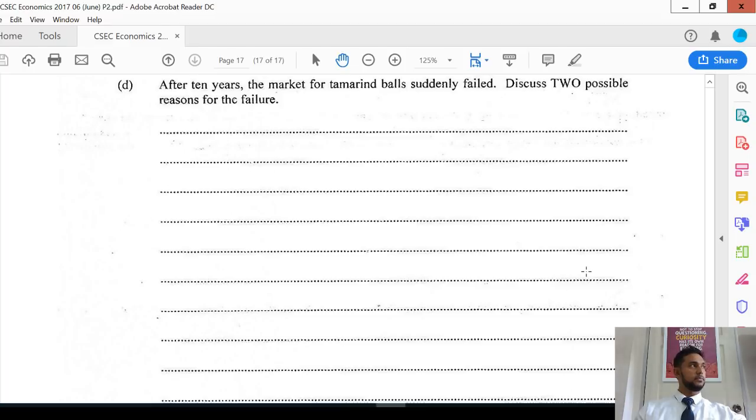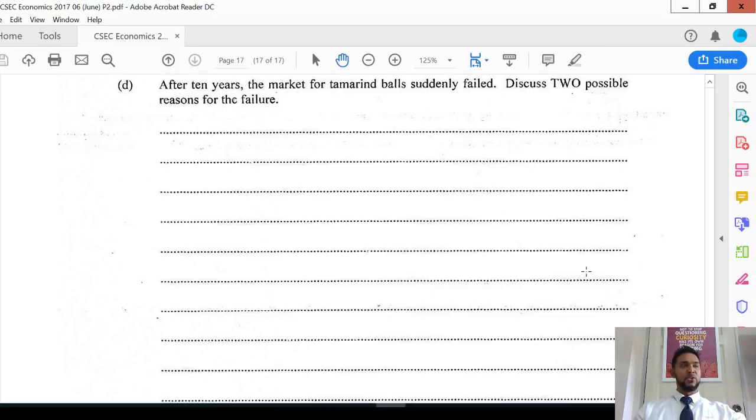I just think people would shy away from tamarind balls as a viable substitute. Okay, so you're saying market failure doesn't mean that there's no more market for it. Yeah, market failure doesn't mean tamarind balls are no longer there. It simply means that demand is unequal to supply.